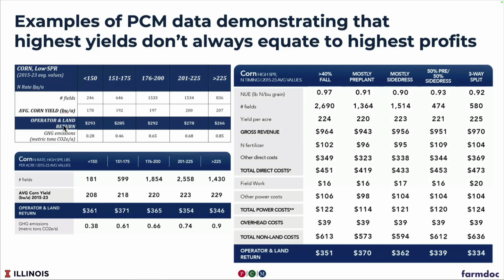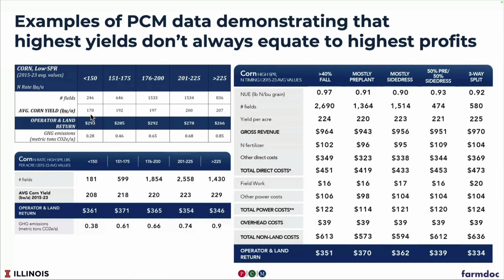Also, just for fun, I threw in the greenhouse gas emissions that are modeled to come out at each of those different rate ranges as well. We're not going to talk about that though. The operator and land returns here are what we're really interested in, and the yields are what we're talking about with diminishing returns.